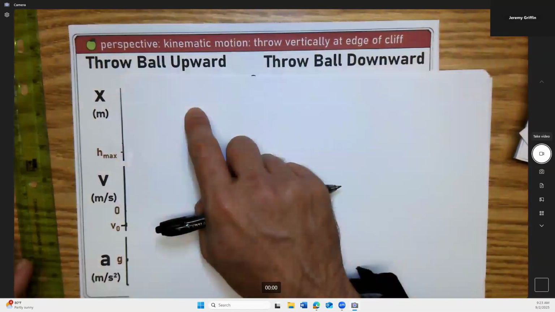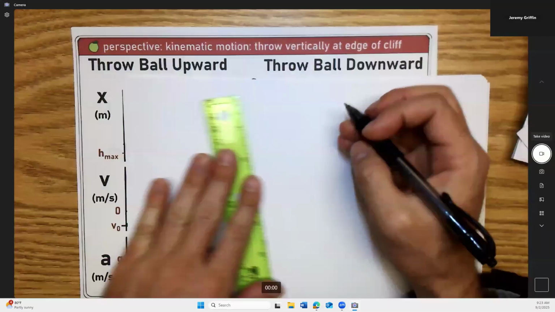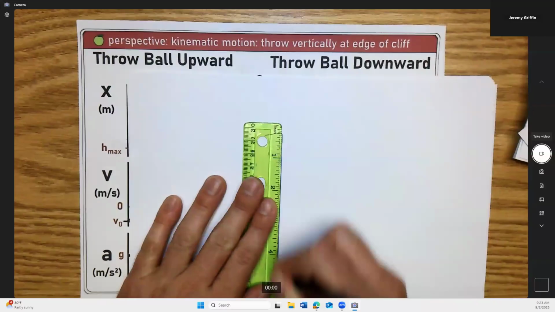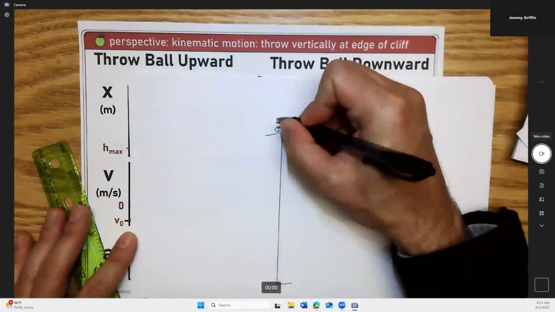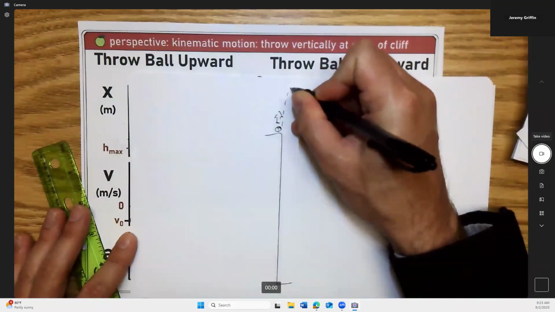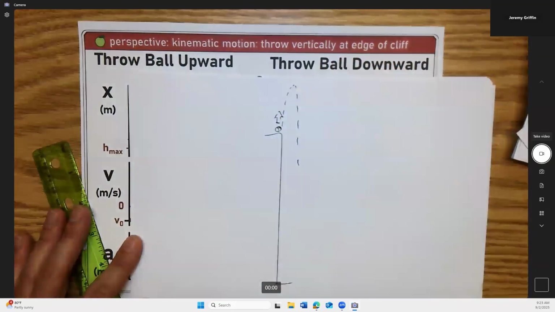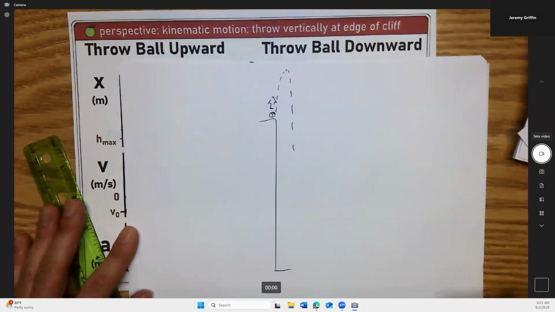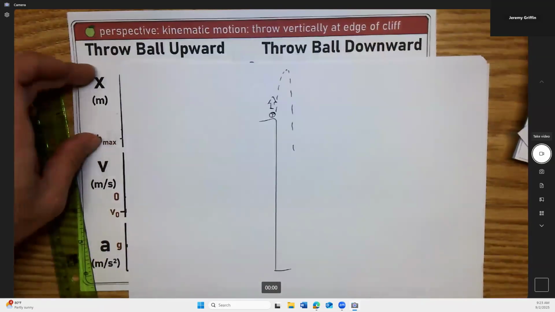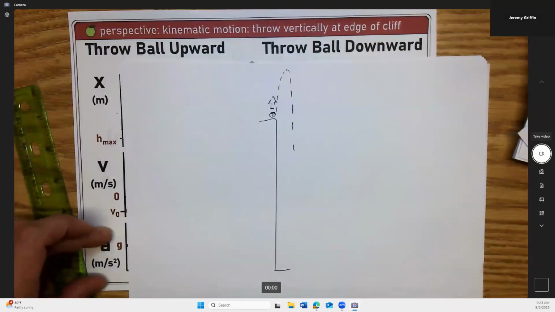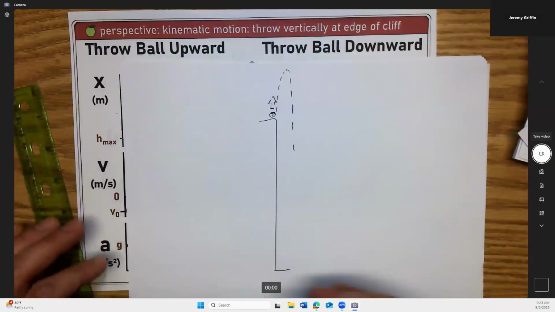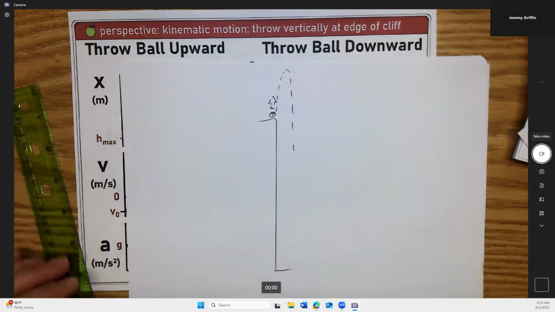Let's say you're at the edge of a cliff, here, maybe I'll draw a picture here. Edge of a cliff. And you take a ball and you throw it straight upward. Goes up some and then starts falling back down the cliff. Okay. I want to know what's the position as a function of time, how fast as a function of time, and what's the acceleration as a function of time. Okay. And remember, I'm defining down as the positive direction.